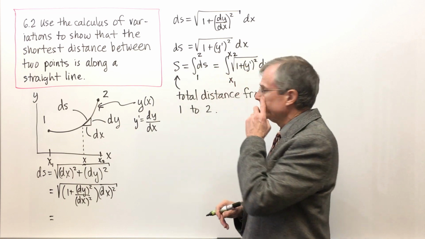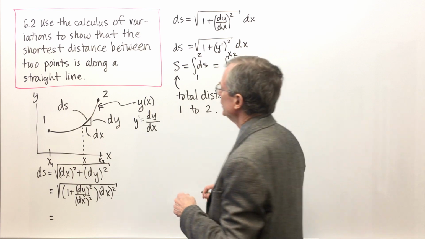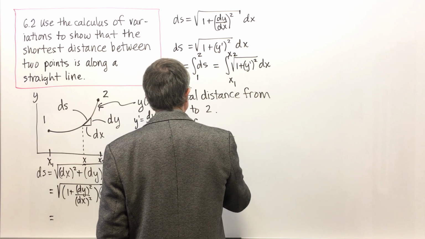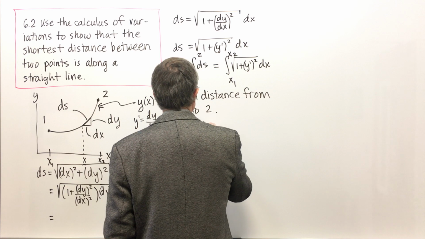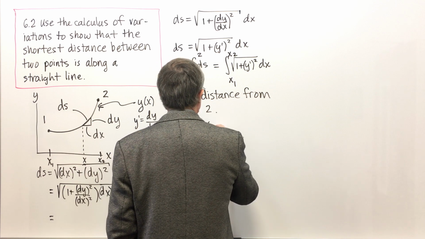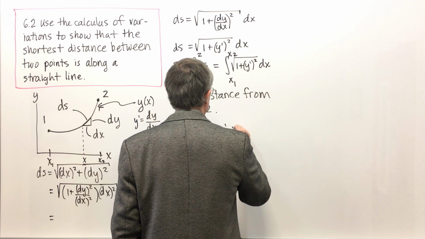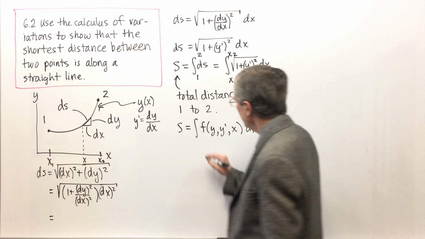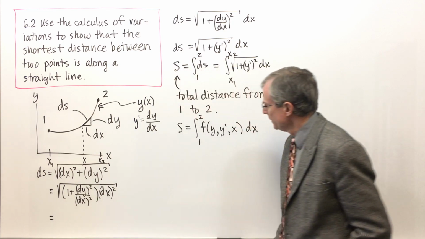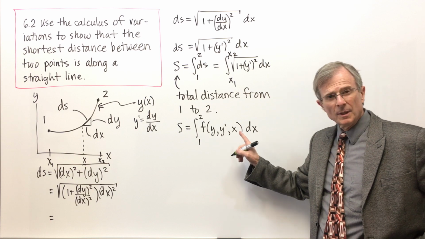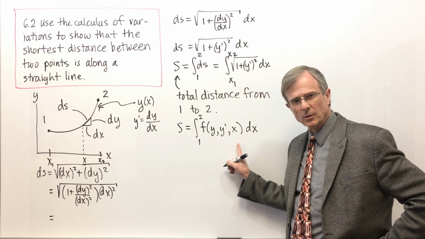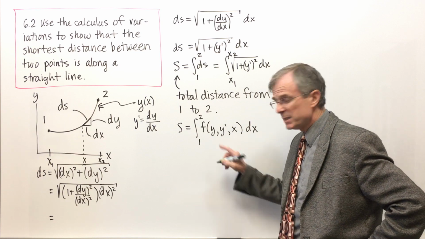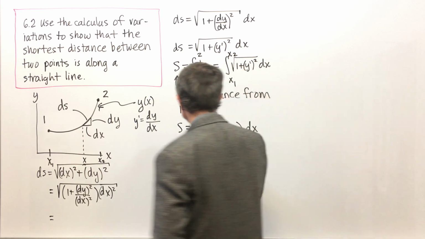This is in fact a calculus of variations problem, and let me restate it for you from concept 6.1. If you have an integral of f of y, y prime, and x dx from point 1 to 2, you can extremize this integral by saying that this function f must satisfy the Euler-Lagrange equation.